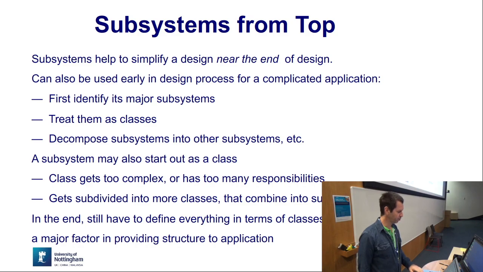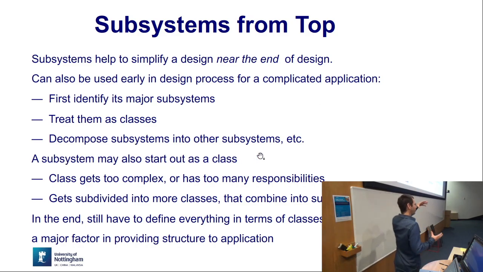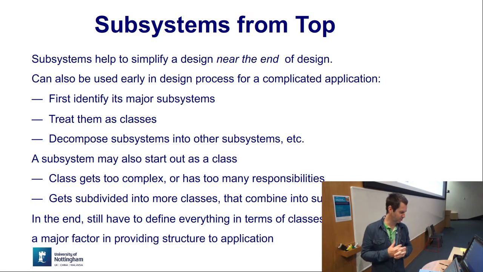A subsystem could start out as a class, but the class gets too many responsibilities and it has to be subdivided. We've mentioned that a few times. That subdivision could end up being a subsystem, right? In the end, everything still has to be defined in terms of classes. Even the subsystems have to be classes in the end.